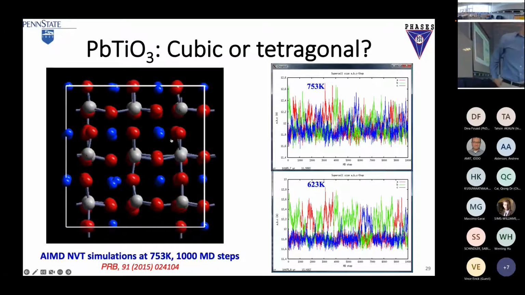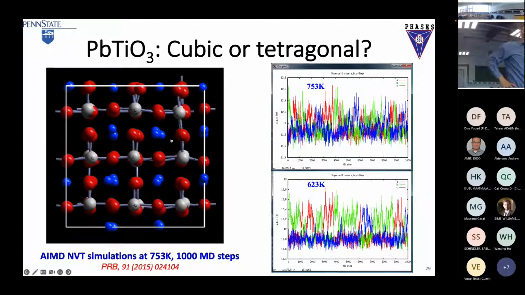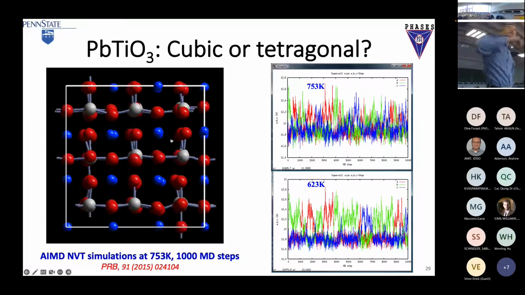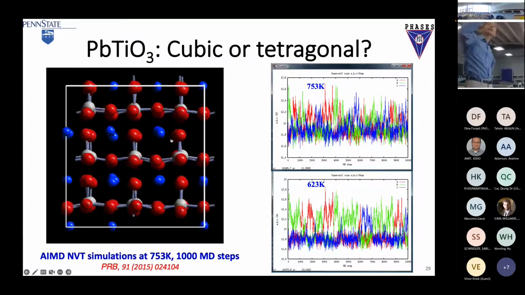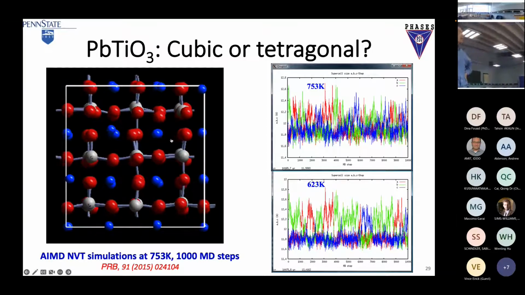No, it's going to move. Oh, here. Yes. Okay, so this one tells you that the white square is cubic, but the internal structure is not cubic. You see the blue item is titanium, it actually moves all the time. That's what we call fluctuation.